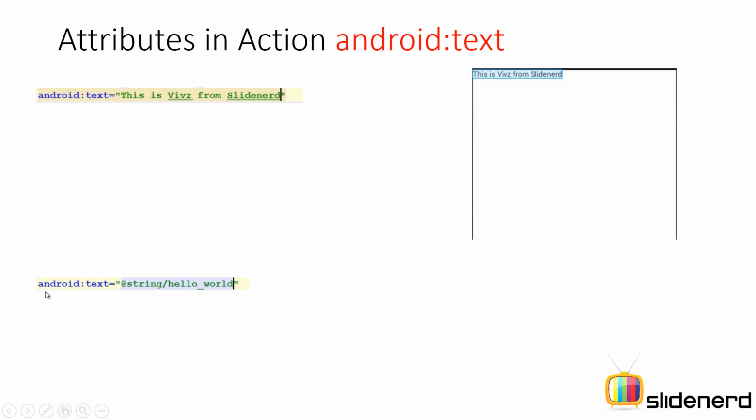And here you can simply say Android text is @string/hello_world, where hello_world will be the name you give to the string, right? And that is another way of doing things. And again, you're going to get the hello world text as it is on your screen. So this is how your Android text attribute works. It can be simply used.